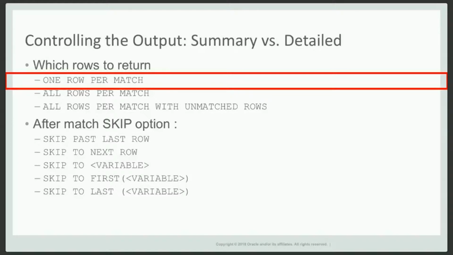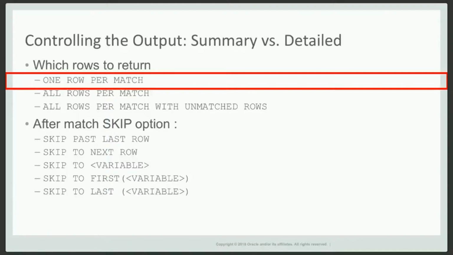They're quite useful if you're debugging. It's always good to make sure not just that you get some data back when you run this, but that you get the data back that you're expecting, that you match the rows that you're expecting to match, and you don't match the rows you're not expecting to match. So all rows per match with unmatched rows are quite useful for debugging purposes.